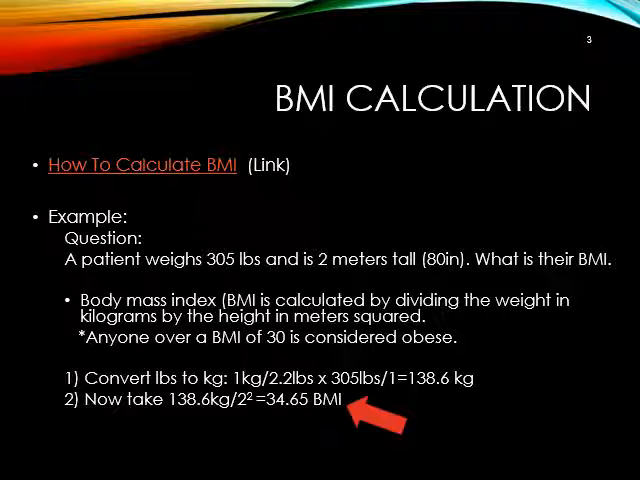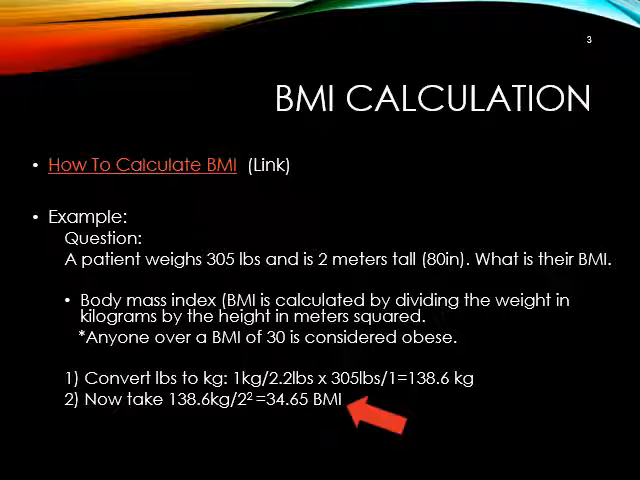Body mass index is calculated by dividing the weight in kilograms by height in meters squared. So that's the basic calculation, and again that is kilograms divided by height in meters squared. Anyone over a BMI of 30 is considered obese. So number 1 here is convert pounds to kilograms, and we know that 1 kilogram is 2.2 pounds.